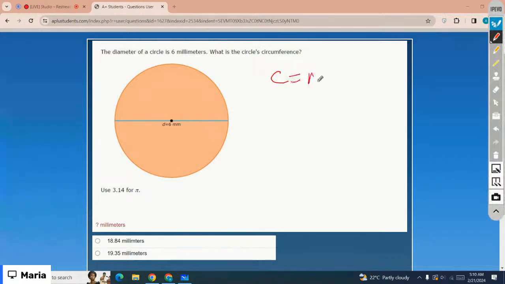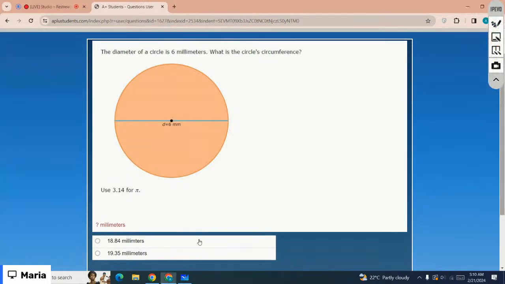C equals pi d, right? Pi is 3.14 and d is 6. So the correct option is 18.84 millimeters, right? The correct option is 18.84 millimeters. Got it? The correct option is option number 1, that is 18.84 millimeters.